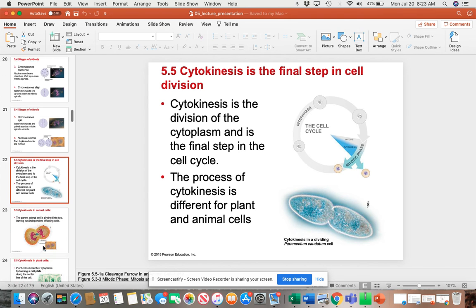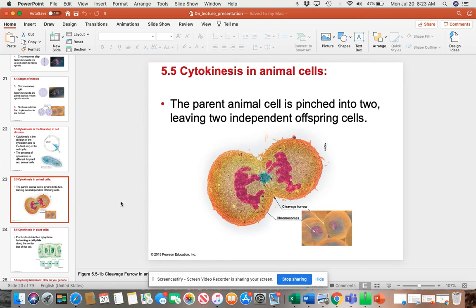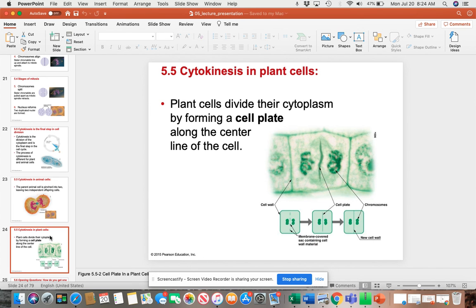Now, in animal cells, you have a cleavage furrow forming in between the cells, but in plant cells, you have a cell plate forming between these two cells during cytokinesis.